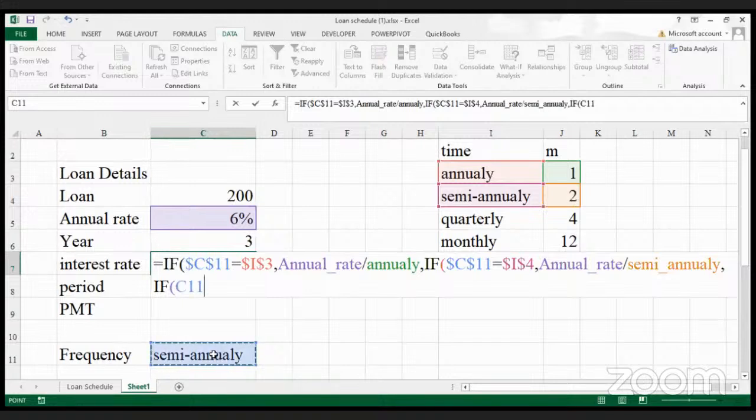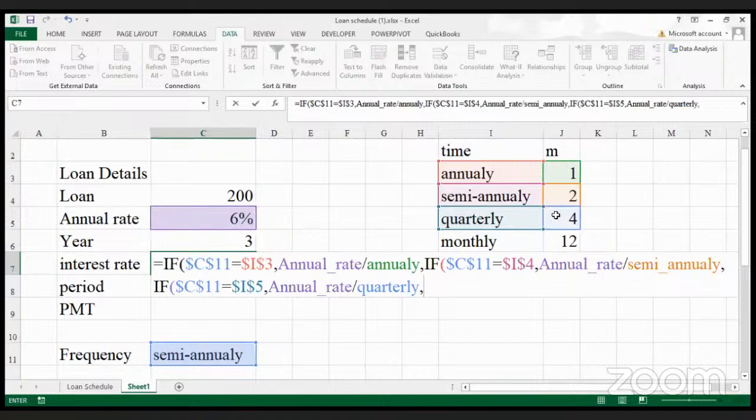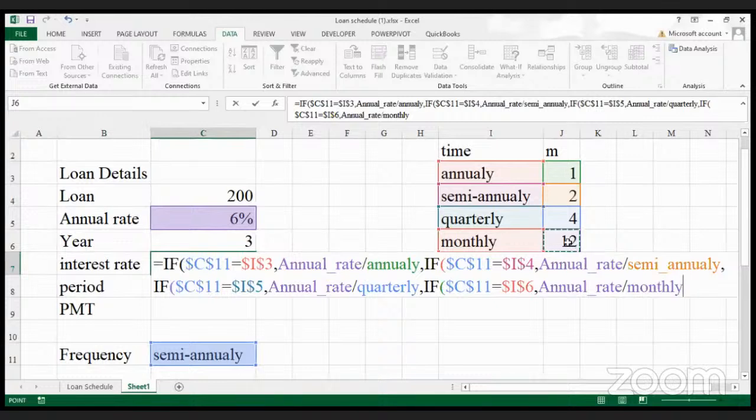say if this frequency key, fully locked, is equal to quarterly, fully locked, comma, then we will take our annual rate, we divide by quarterly, comma, if our frequency key, fully locked, is equal to our monthly section, comma, then we'll take our annual rate, we divide by monthly or frequency, then we say comma.